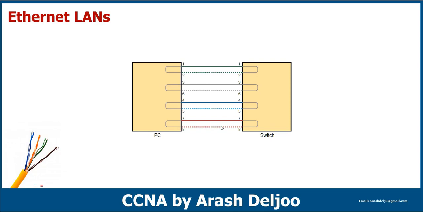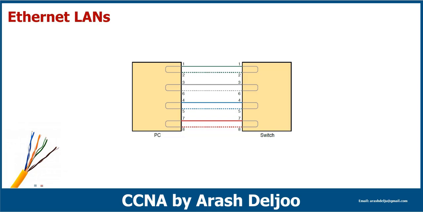And finally, when we are using 4 pairs or 8 wires for send and receive, we have these circuits between the PC and switch, and this is a straight through cable. Let me write here. We connect pin 1 to 1, 2 to 2, 3 to 3, 4 to 4, 5 to 5, 6 to 6, 7 to 7, and 8 to 8. This is a straight through cable, and when we are connecting switch to switch, or for example PC to PC, we need the crossover cable.